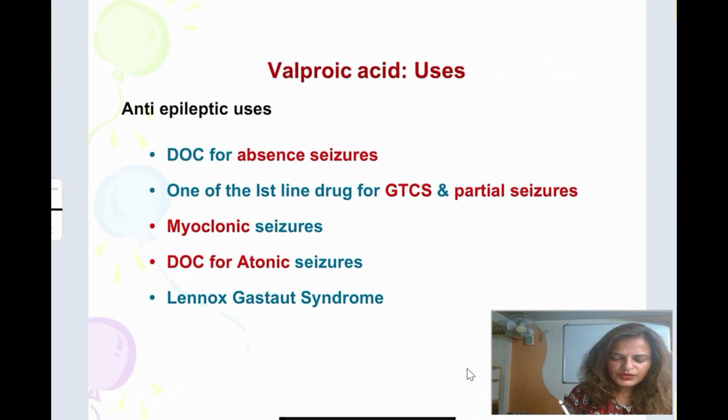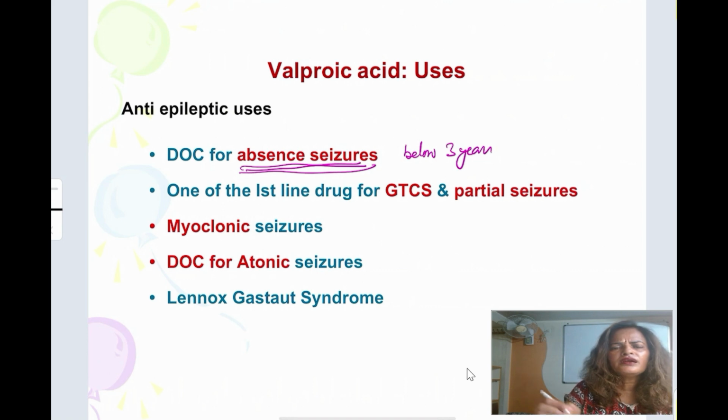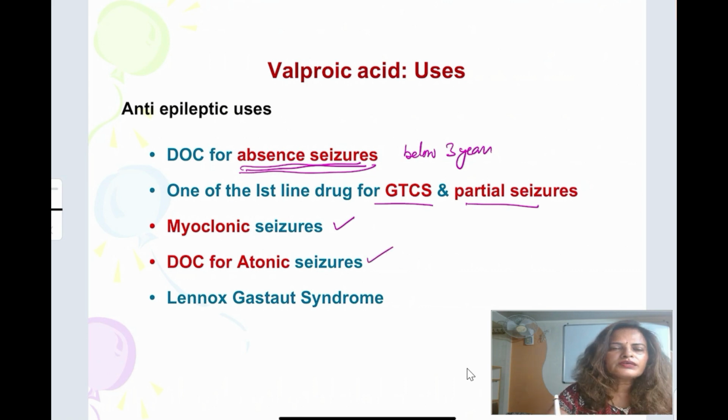So where are we going to use it? This is a drug of choice for absence seizure. I will tell you when we cannot give this. If the child's age is below 3 years, then we do not give it, and that is very uncommon. Absence seizure is not very common in children below 3 years. It is a first line drug for grand mal epilepsy, partial seizure, myoclonic, atonic, and Lennox-Gastaut syndrome.